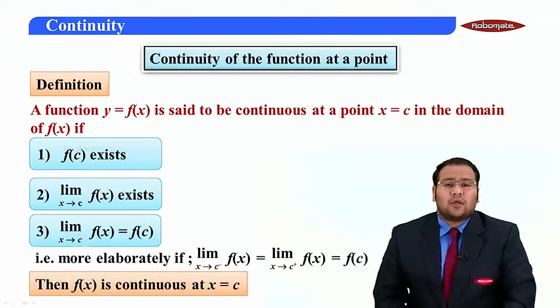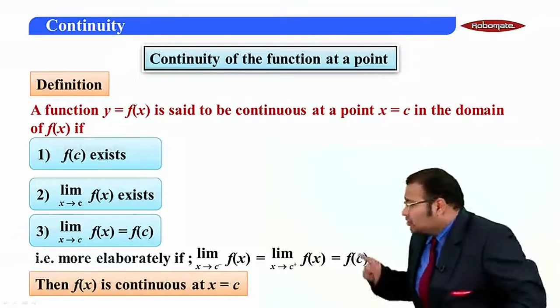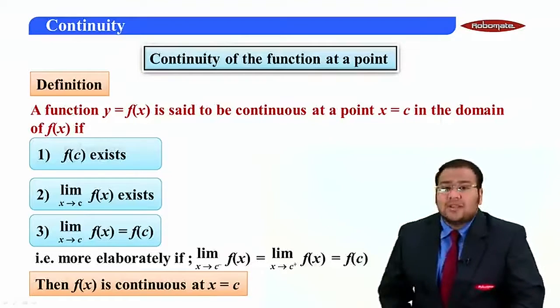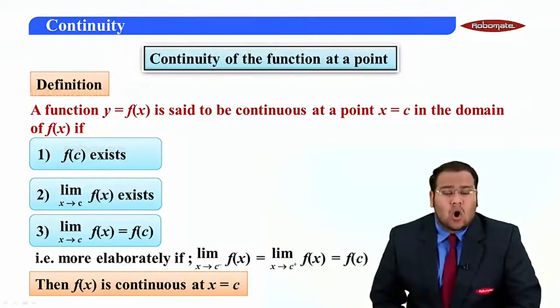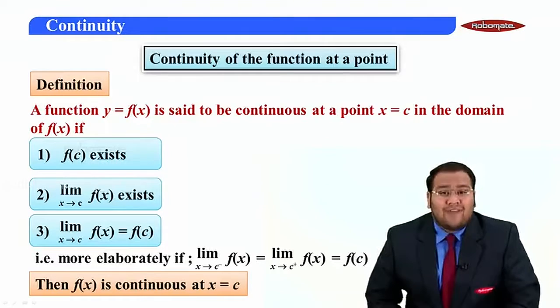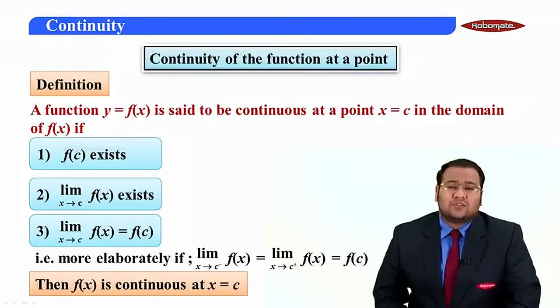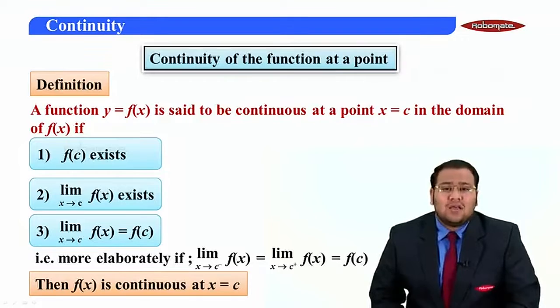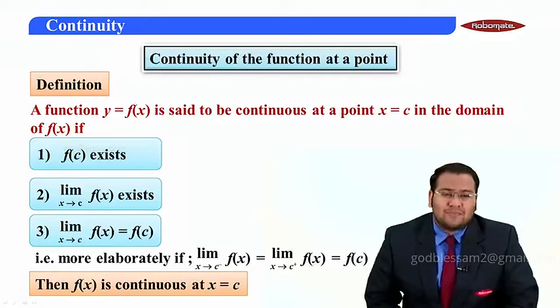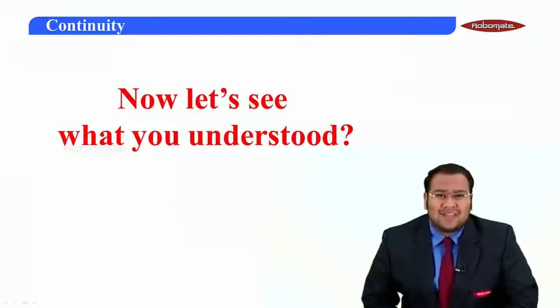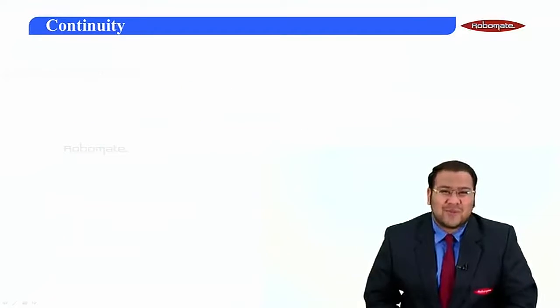So in short, mark this equation, very important. The reason is that we would be requiring this equation in the problems. Also, if any point a is continuous, then I can say that limit x tends to a minus f of x should be equal to limit x tends to a plus f of x, which should be equal to f of a. So now let's see what you have understood from this.